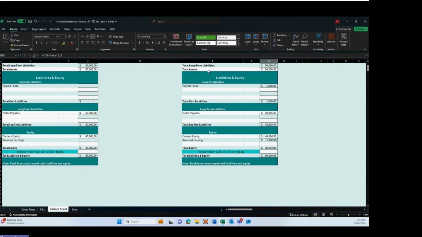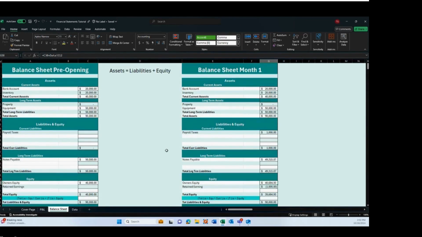And then we have the equity section. Now, the equity is basically the percentage of these assets that you own. You don't owe money on them. You own that. You also have retained earnings, which is the amount of money that the company has produced in surplus at the end of the year.